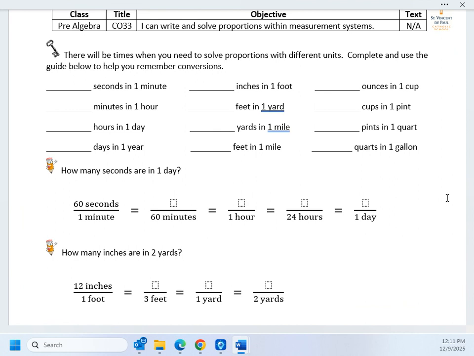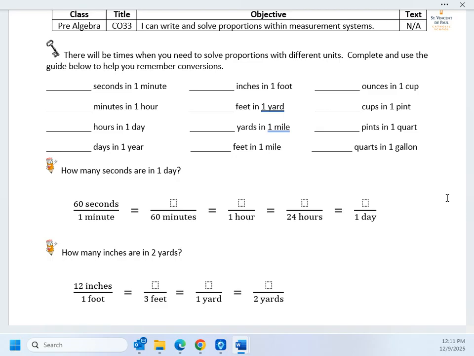So tomorrow we're going to review, practice test Thursday, real test on Friday. Okay, so last objective, make sure you're understanding all those objectives leading up to this. Today's objective is CO33. I can write and solve proportions within measurement systems. So we need to know those conversions.